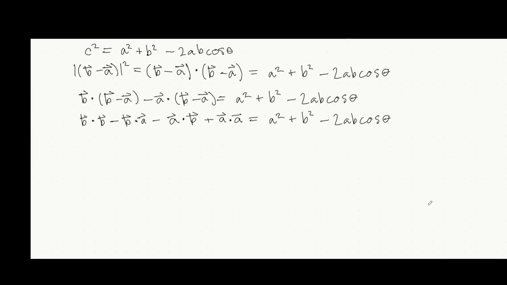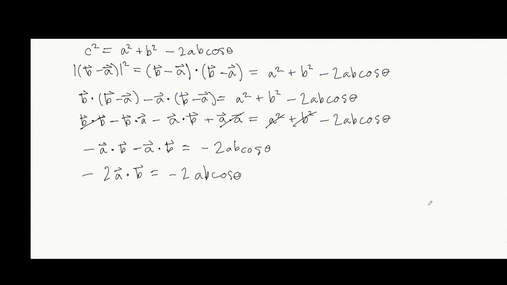And B dot B, that's B squared, so we can cancel that from both sides. And A dot A, that's A squared, so we can cancel that from both sides. And we also know that the dot product is symmetric, so we can flip it and it's still the same thing. So we just have 2 of the dot product. And then just cancel the -2 from both sides, and we have our formula.